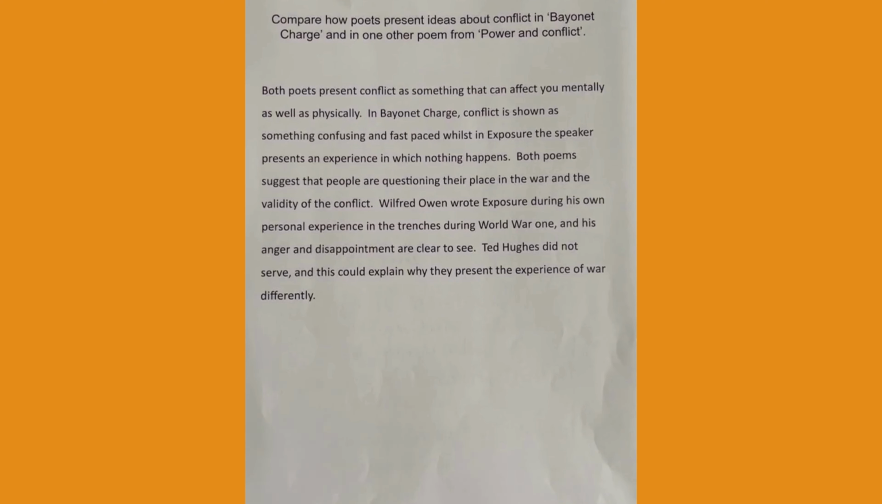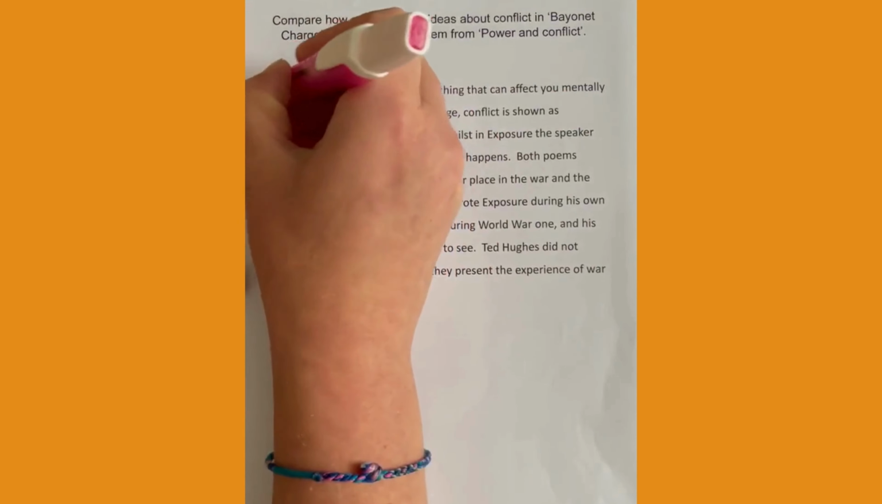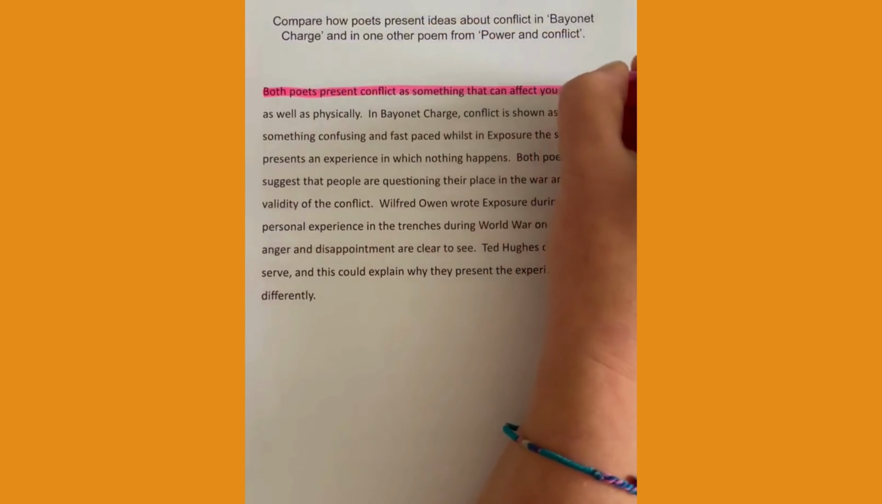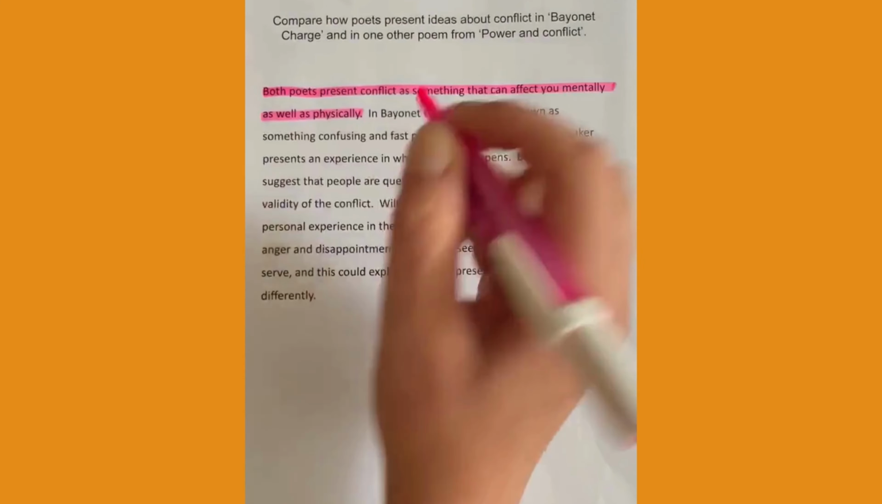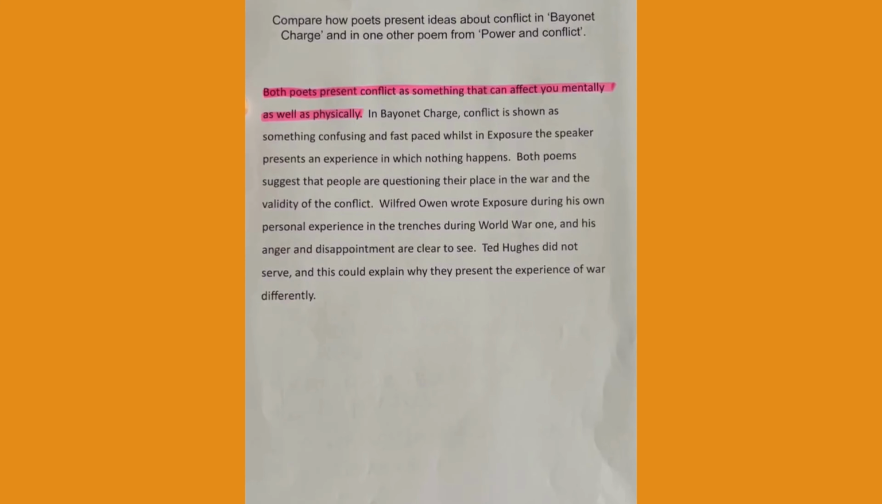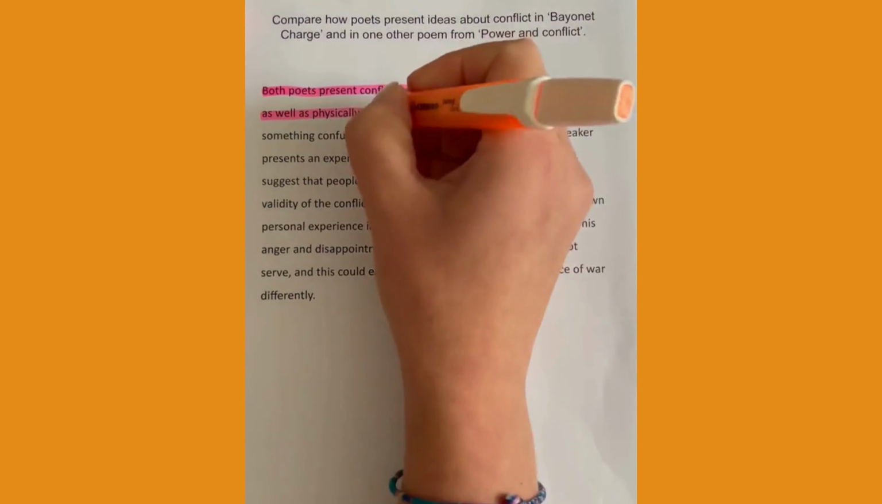So, first of all, both poets present conflict as something that can affect you mentally as well as physically. We're acknowledging that there are two poets, we're acknowledging that we're talking about two poems. Again, you need to do this as soon as is humanly possible, because not writing about two poems is a limiting factor. There is an answer to our question. Then we take each poem in turn.